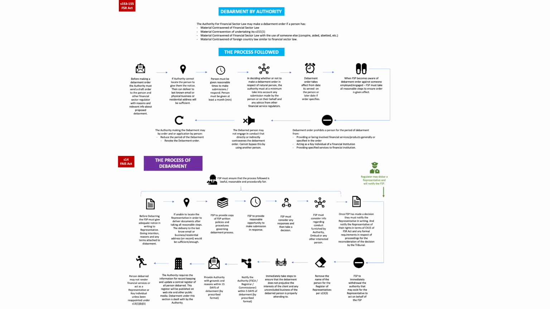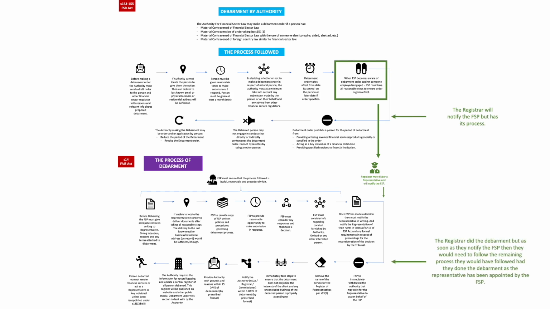Here we can see that the FSP will be notified of the debarment by the registrar and then will have certain duties and responsibilities within the process. So here we can see that the registrar notifies the FSP of the debarment, which would result in the FSP being required to immediately withdraw the agreement and/or contract that may exist for the person to act on behalf of the FSP. The registrar's process will continue after notifying the FSP as shown here.